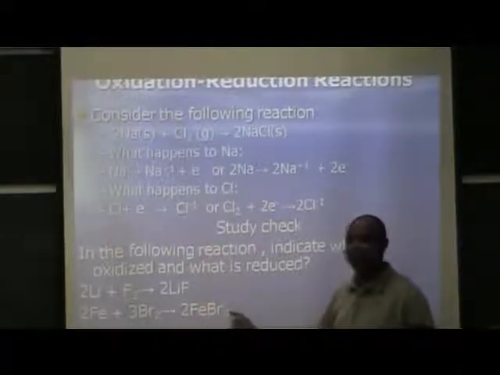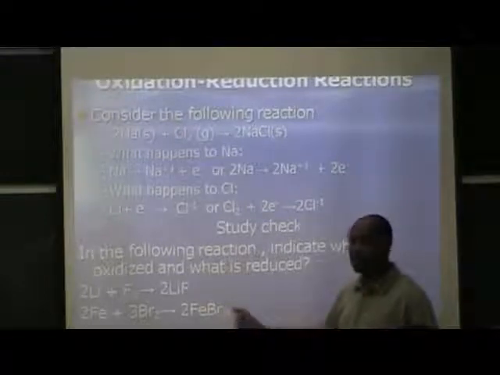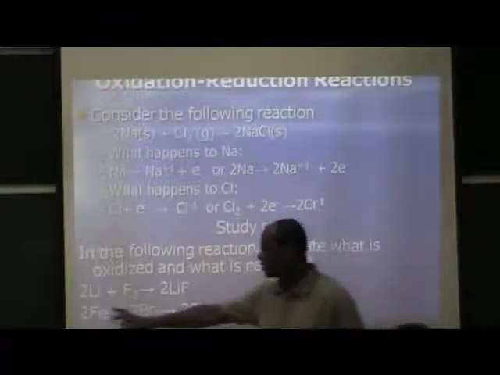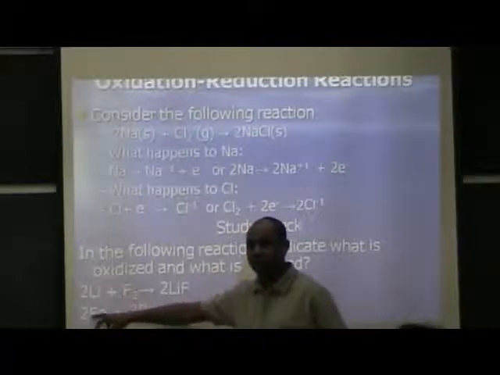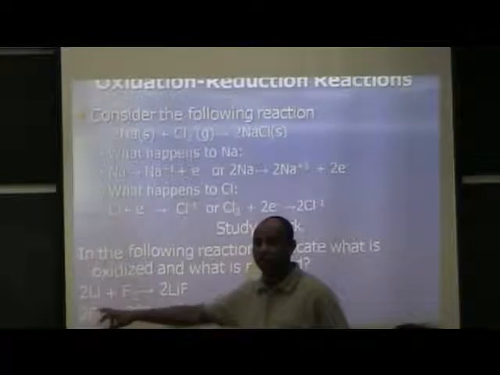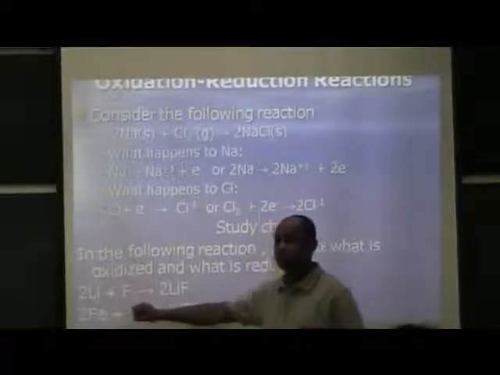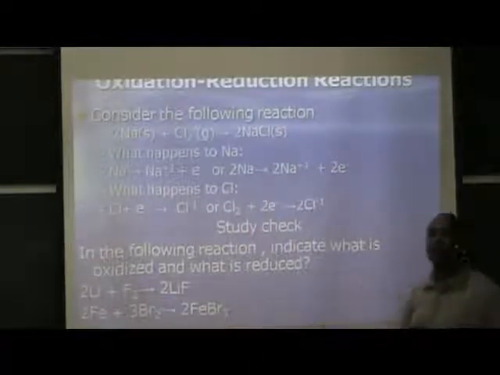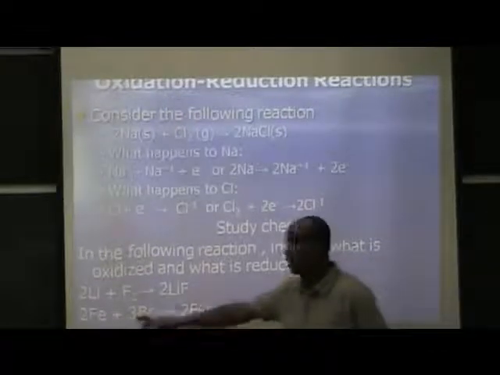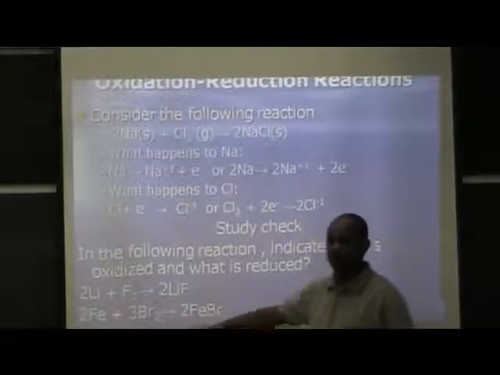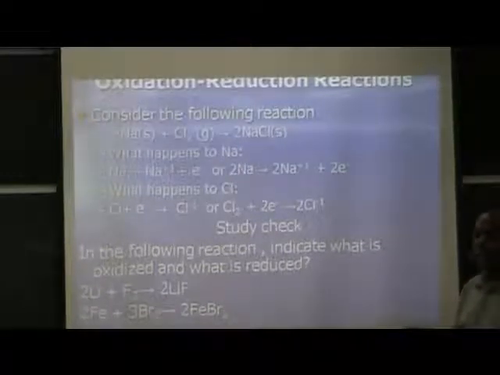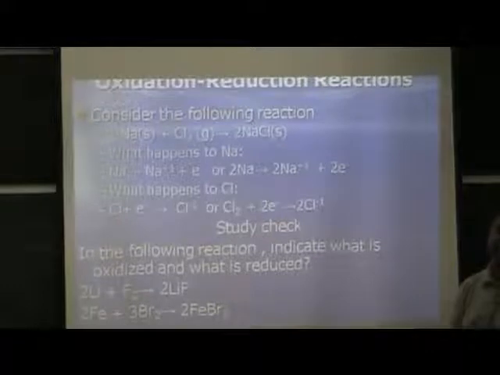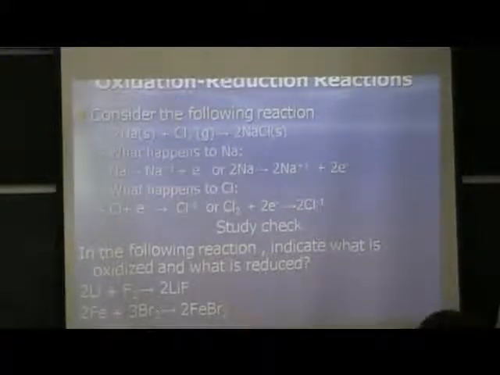Okay, is everybody clear with that? Because we have the 3 here, that means iron lost 3 electrons, but since we have 2 atoms of iron, 2 times 3 is going to be 6. 6 electrons lost by iron and 6 electrons gained by bromine. 2 times 3 is 6, okay? So always the number of electrons lost by a metal has to be the same as the number of electrons gained by the non-metal. They have to be balanced. That's how a redox reaction is defined.